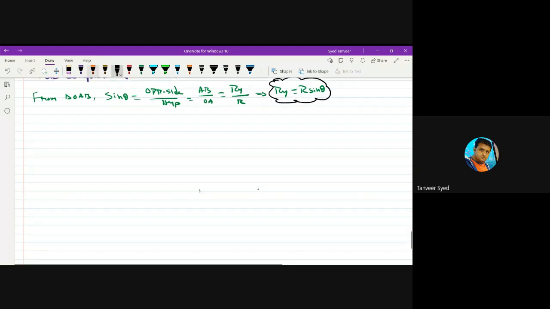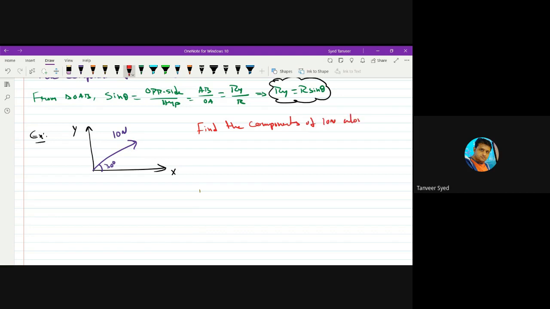Suppose I tell you this is a vector, let us say some 10 Newton force, acting at 30 degree with x-axis. Then find the components of 10 Newton along x and y directions. Simple. Component of 10 Newton along x direction is, I draw a perpendicular here, then this becomes r cos theta.